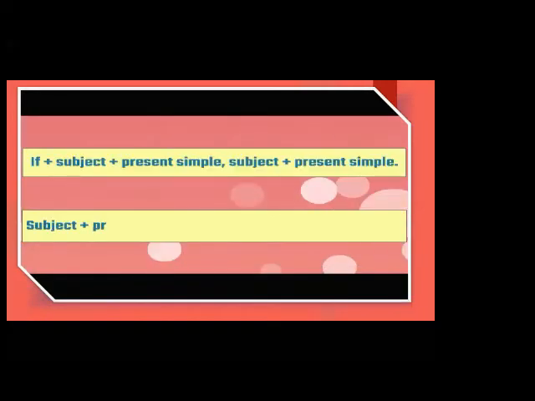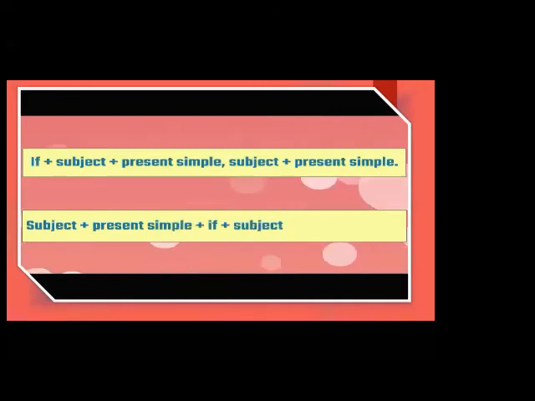Now, zero conditional. Let's watch the video. Form: if plus subject plus present simple, subject plus present simple. Or subject plus present simple plus if plus subject plus present simple. Examples. If you boil water, it turns into steam. Water turns into steam if you boil it.